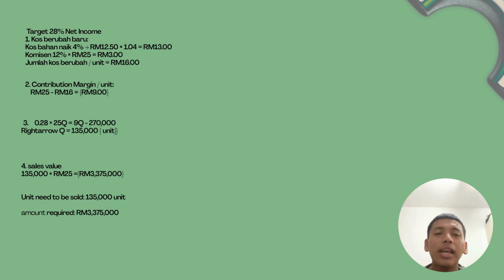EcoGlow Lighting target 28% net income. 1. Cost breakdown per unit. Material cost 13 ringgit. Sales commission 3 ringgit. Total variable cost 16 ringgit. 2. Profit per unit. Selling price 25 ringgit minus cost 16 ringgit. Profit 9 ringgit per unit. 3. Sales target. Units to sell 135,000. Total sales 3,375,000 ringgit. Net profit 270,000 ringgit.